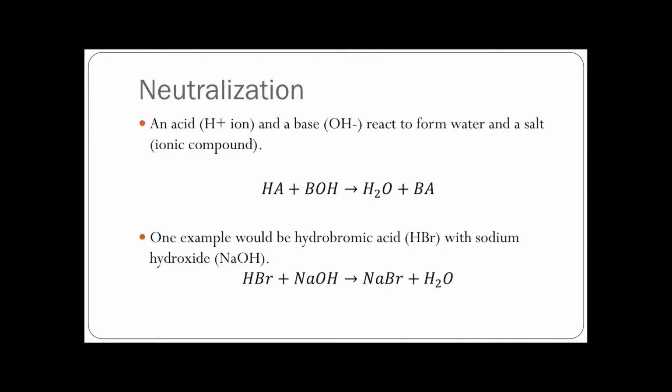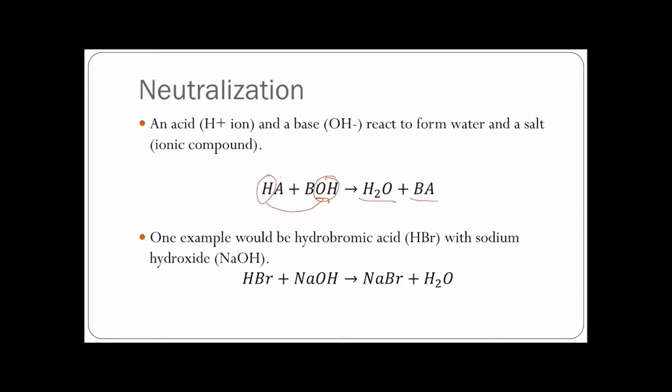So our generic equation here, we've got HA plus BOH makes H2O plus BA. So looking at what happens, this hydrogen here ends up bonding with the OH, which then leaves the B and the A by themselves to bond together. And that's how you get H2O and BA.